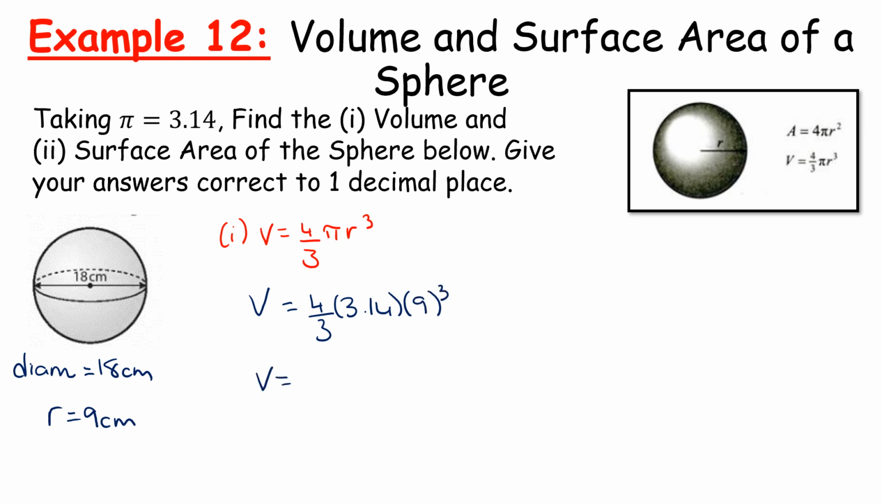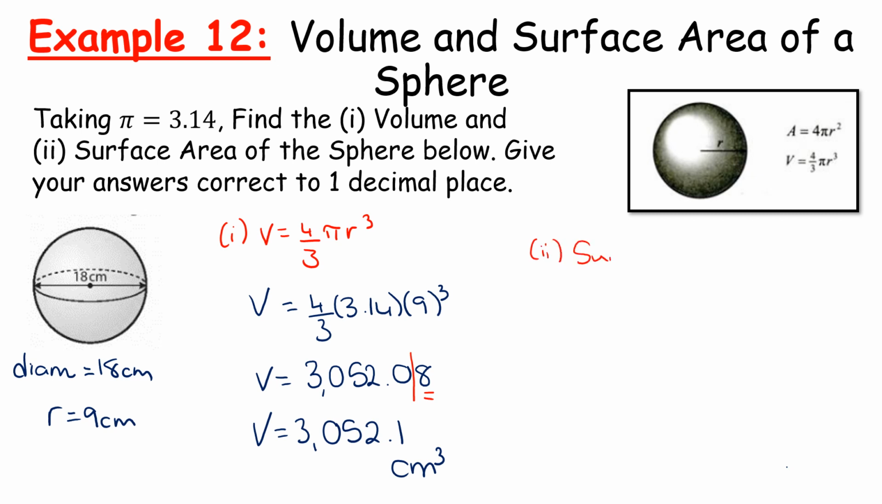So make sure you're comfortable with where your cubed button is. So 4/3, 3.14 by 9 cubed, and we end up with 3052.08. They want that correct to 1 decimal place, so we cut it here. Look at our next number. That's 3052.1 centimeters cubed.